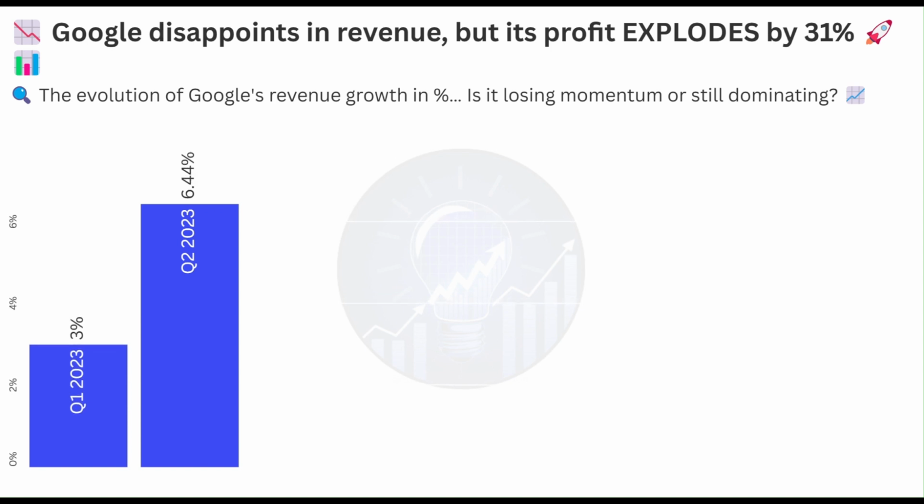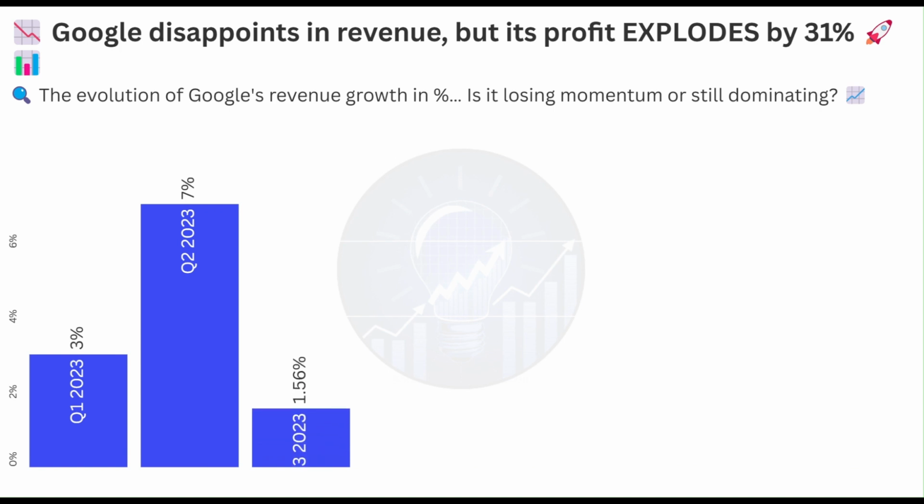One of the key moments in Alphabet's recent history was the advertising crisis of 2022, when many companies cut their digital marketing budgets due to economic uncertainty. At that time, Google's revenue growth slowed significantly. However, in recent years, the company has managed to recover and continue increasing its revenues, partly thanks to the growth of YouTube and Google Cloud.